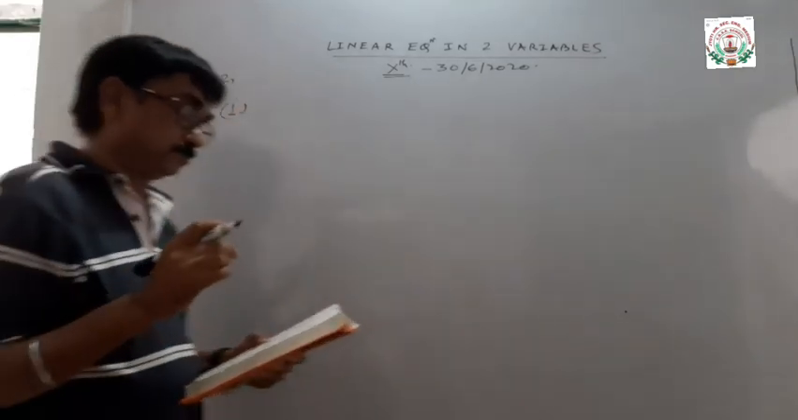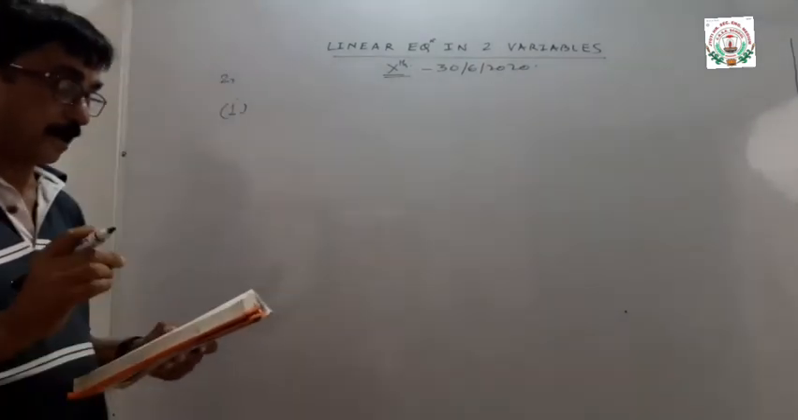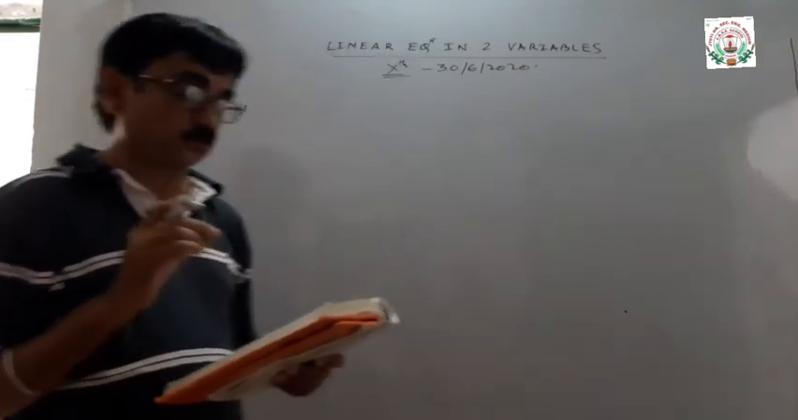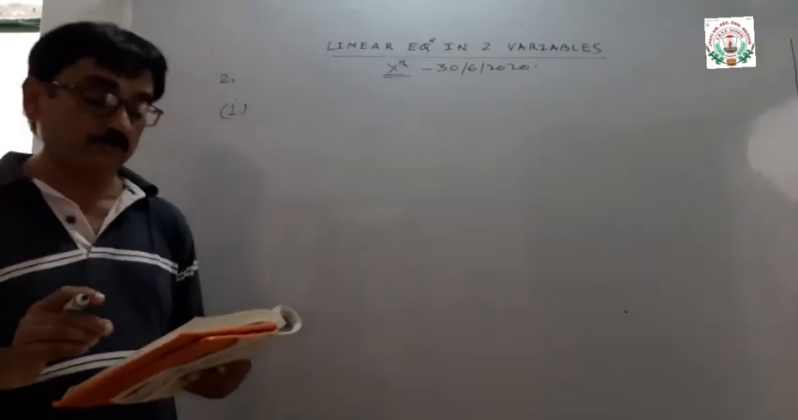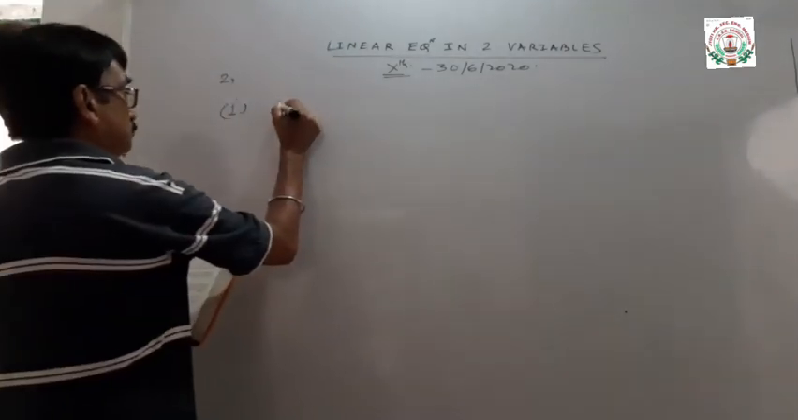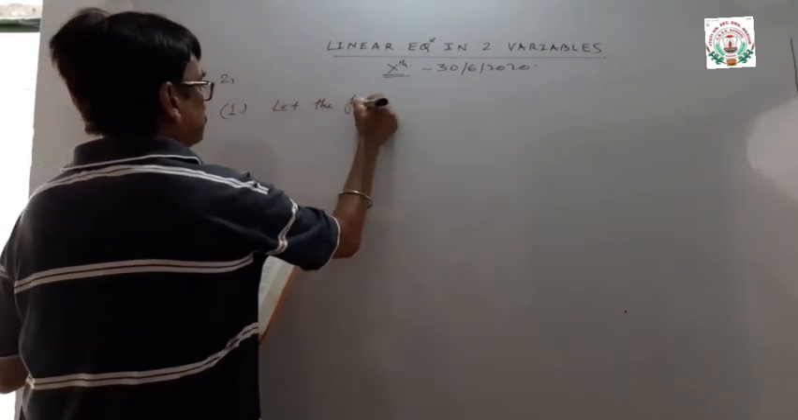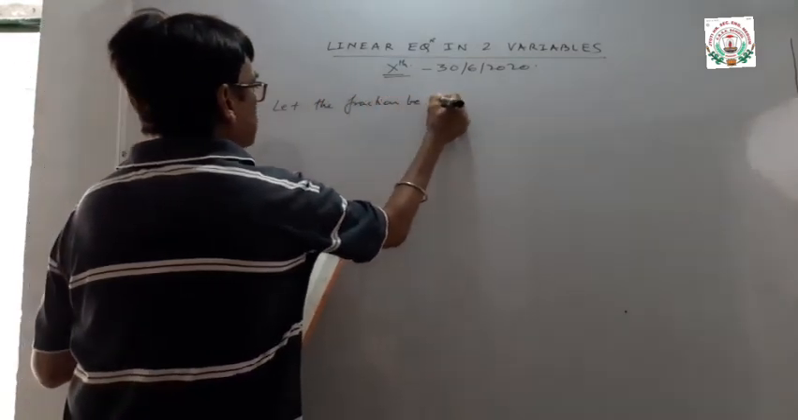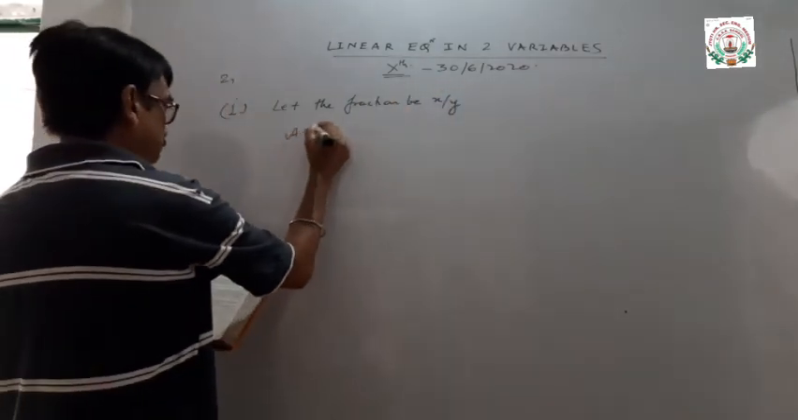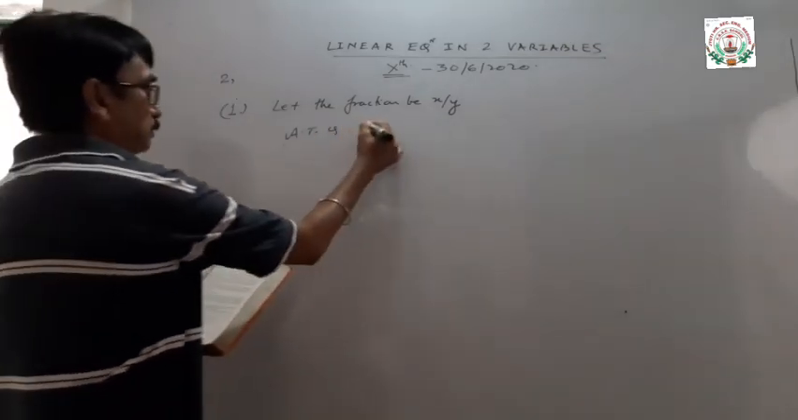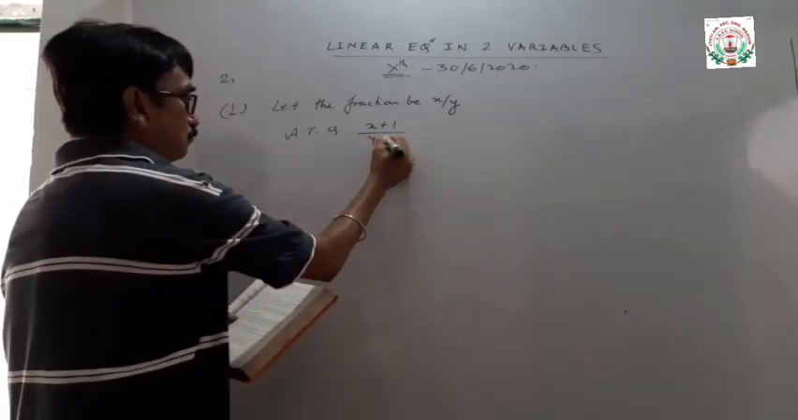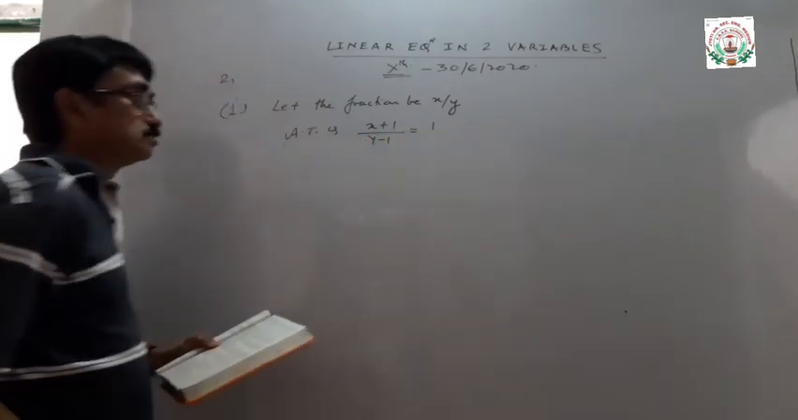Now I am going to read the question. If we add 1 to the numerator and subtract 1 from the denominator, a fraction reduces to 1. It becomes 1 by 2 if we only add 1 to the denominator. What is the fraction? So let the fraction be x upon y, numerator upon denominator. According to the question, if we add 1 to the numerator, x plus 1, and subtract 1 from the denominator, y minus 1, the fraction becomes 1.